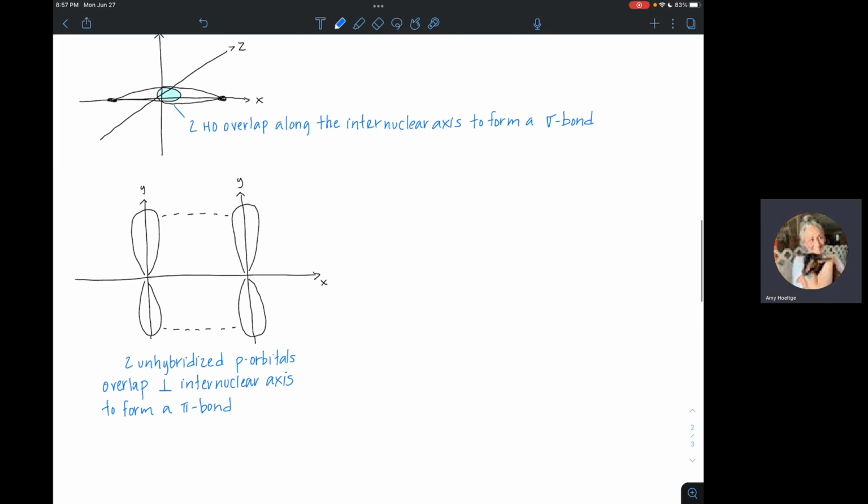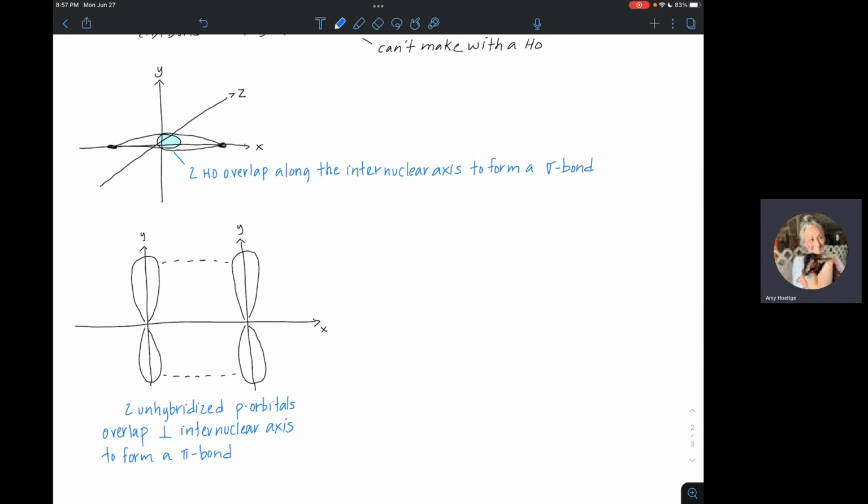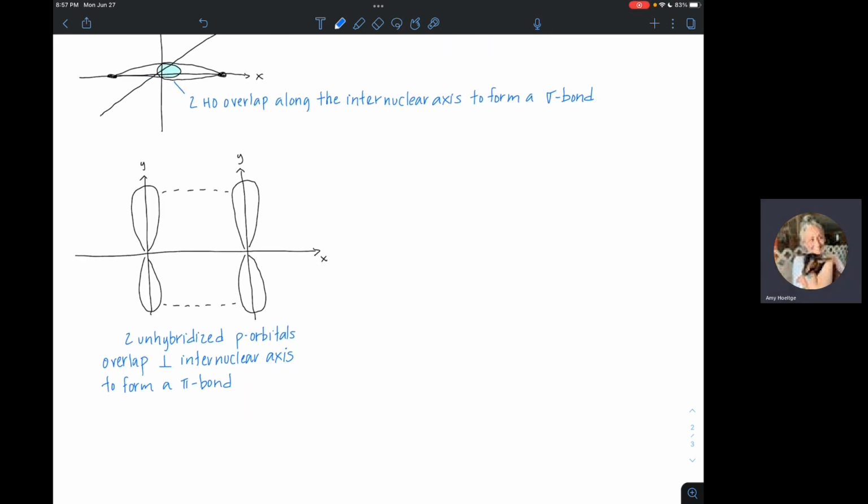pi bond. One thing you might notice is how the hybrid orbitals in that example above are just laying flat across the x-axis, and they're just going to overlap and form a molecular orbital. You get good orbital overlap. They're laying down on top of each other, right? These unhybridized p orbitals are going to find each other across space, above and below the internuclear axis. So you form a pi bond, but the overlap isn't as awesome. In other words, the bond is not as strong, right?